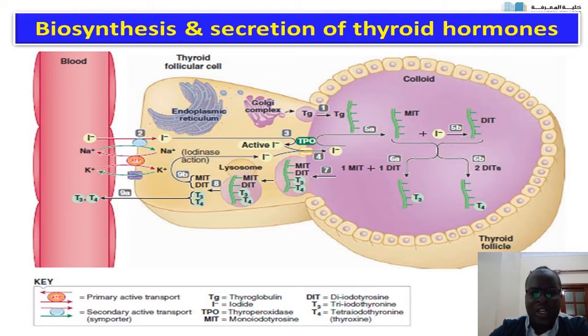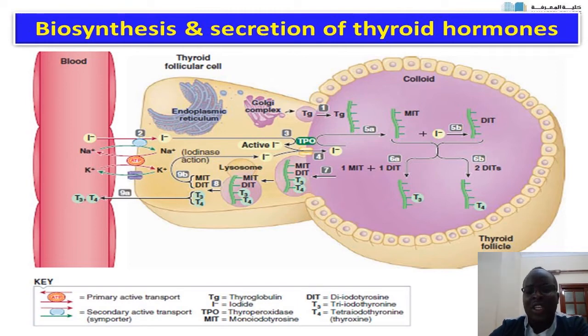This iodide will undergo a reaction to form iodine, and the iodine will be pumped into the colloid. We have the pendrin protein here. The pendrin protein is the one that is going to pump the iodine into the colloid, reacting with the thyroglobulin.